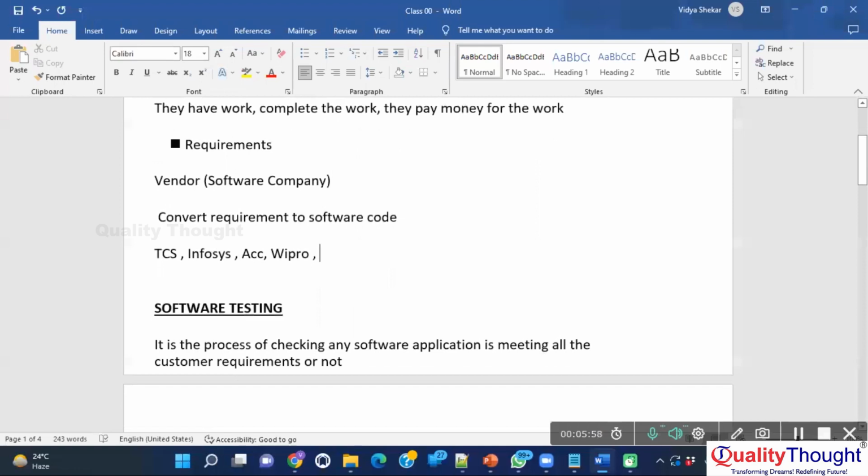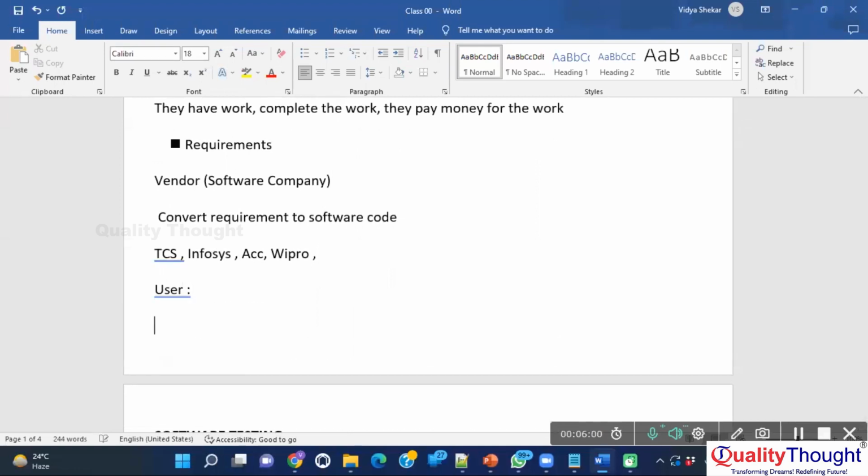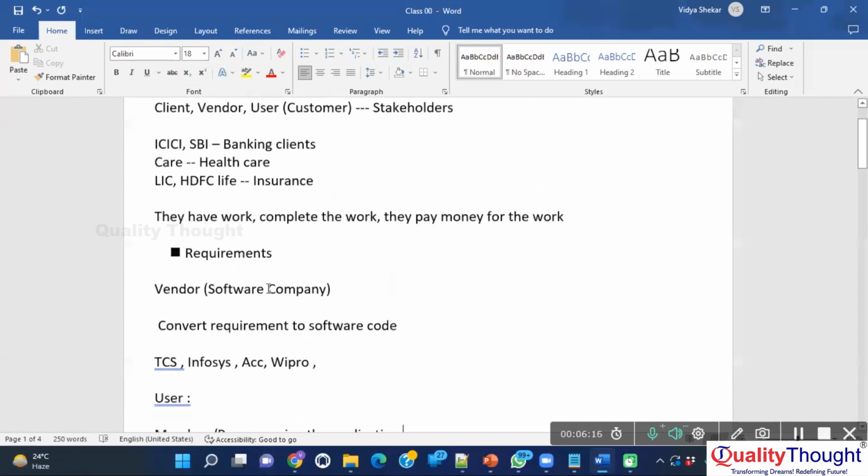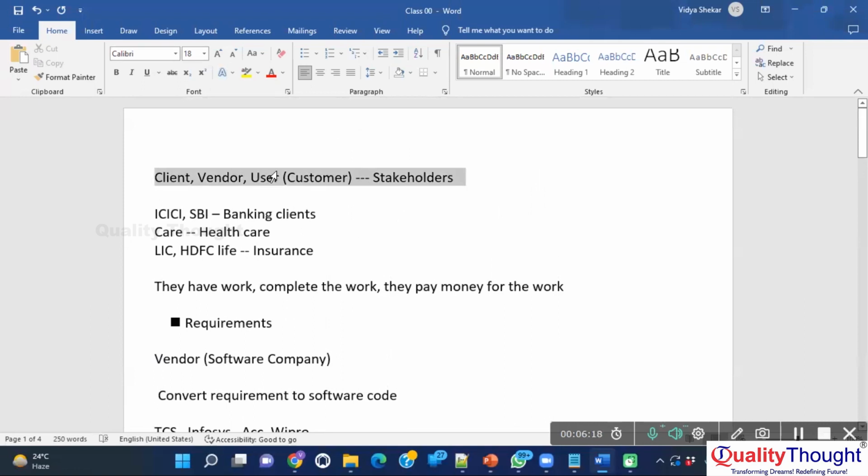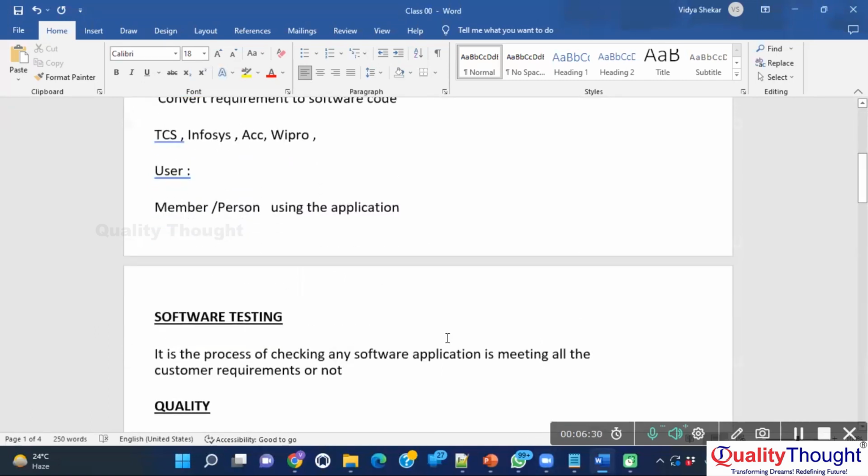Finally, who is a user? The person who is accessing the application, the member or a person using the application. Is it clear? These terms you are clear, right? So you should know what is a client, what is a vendor, and what is the user. Is this clear? Yes, sir. Clear.